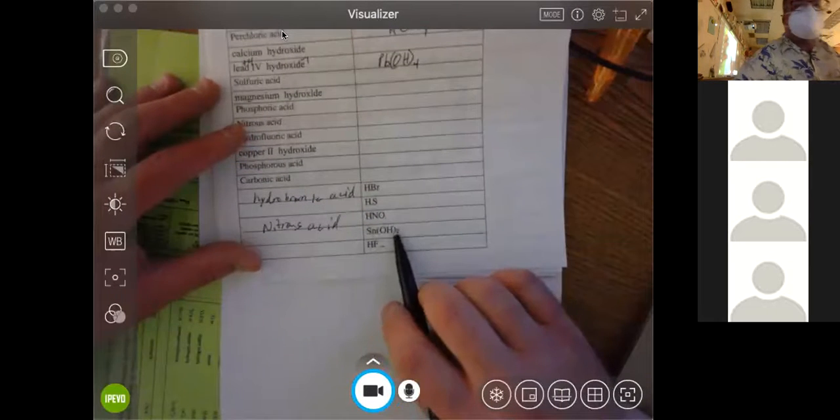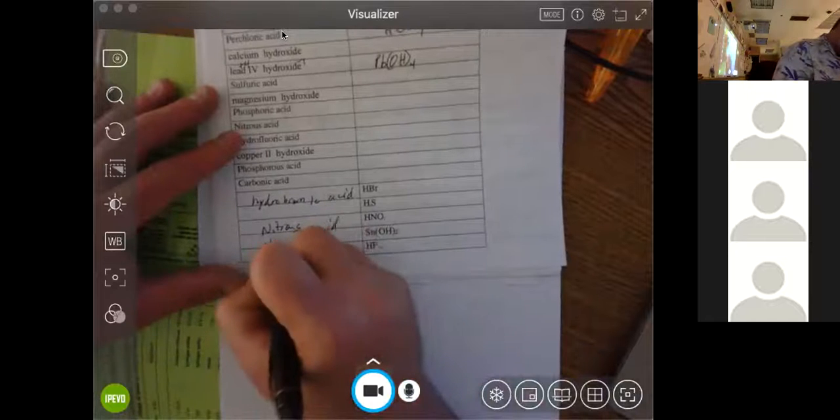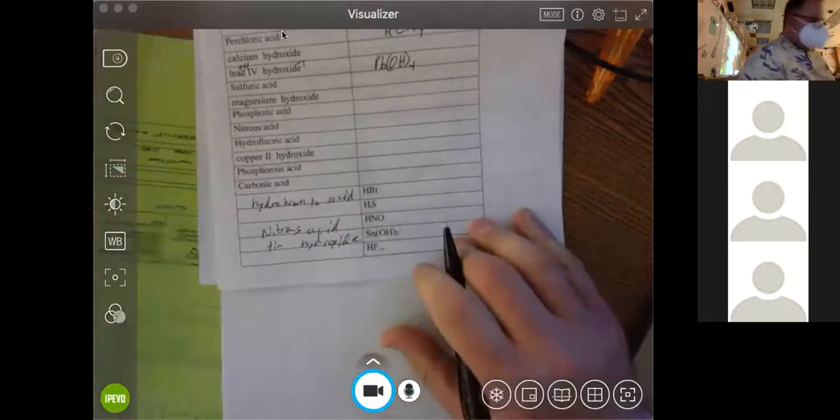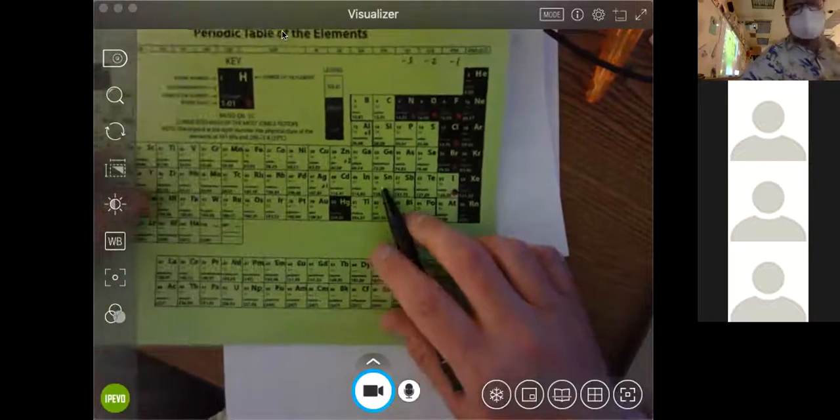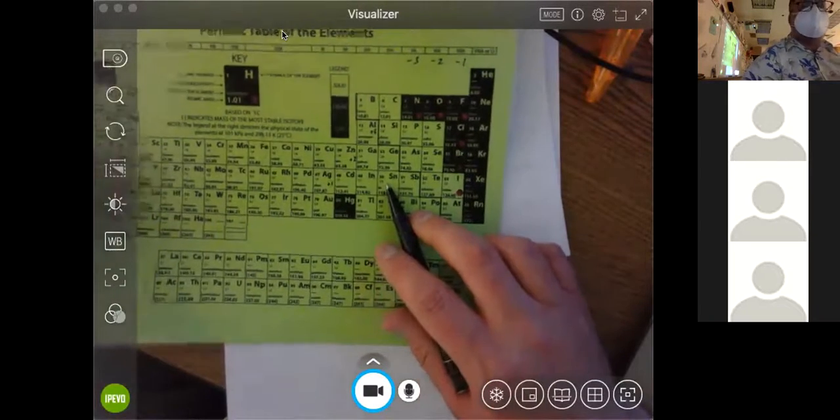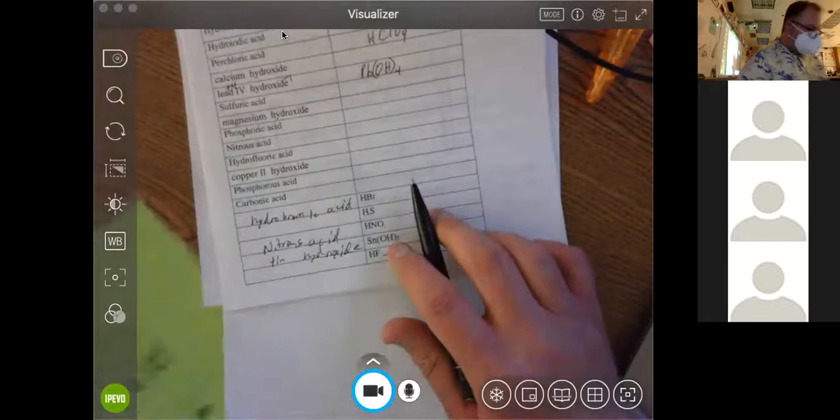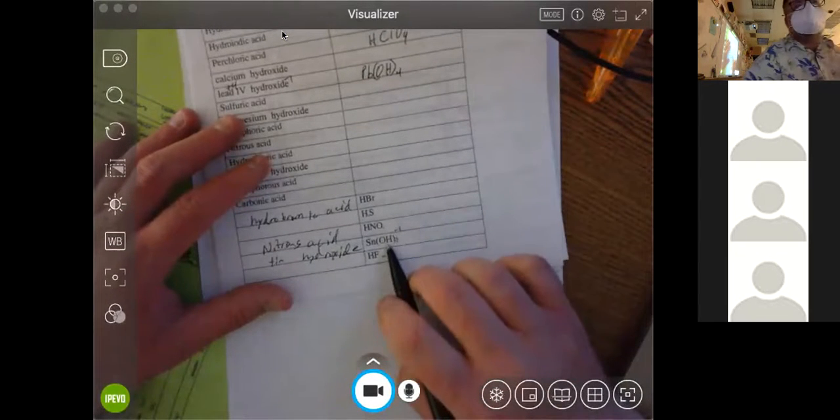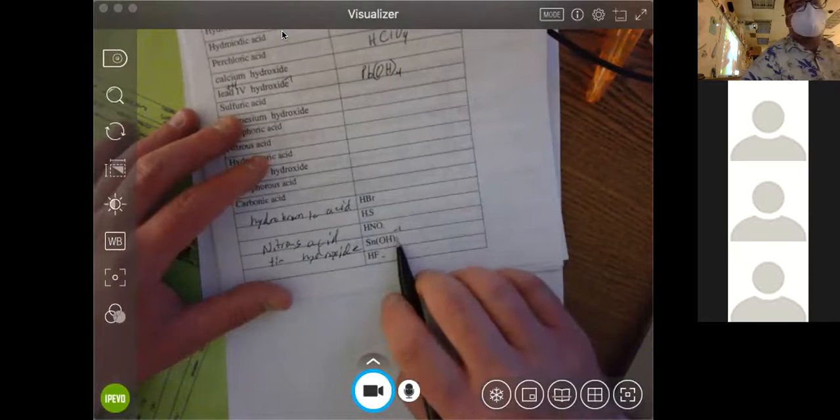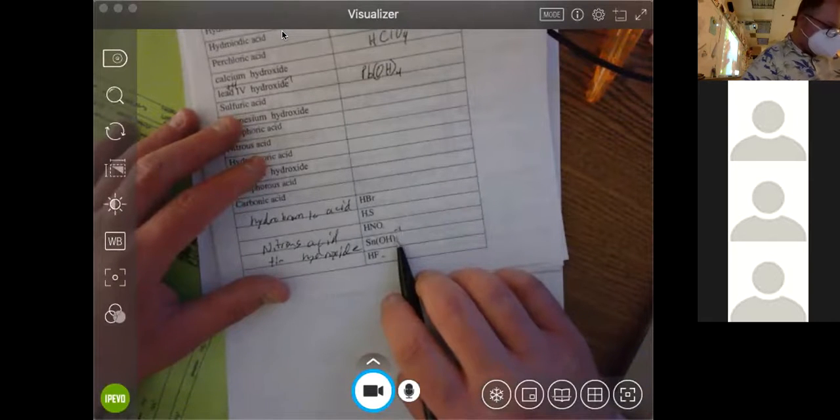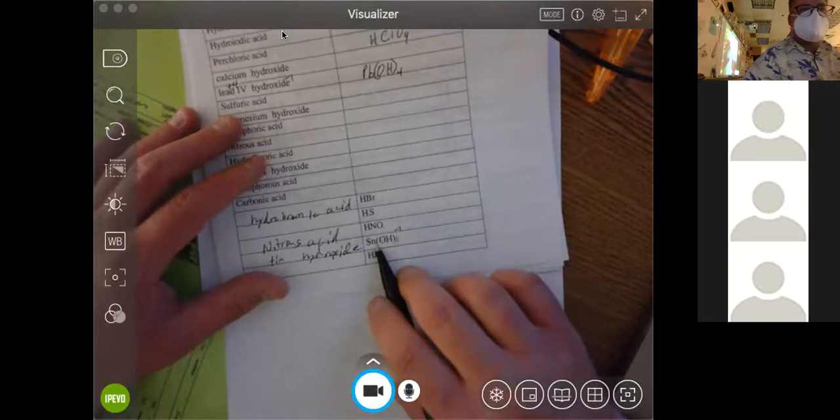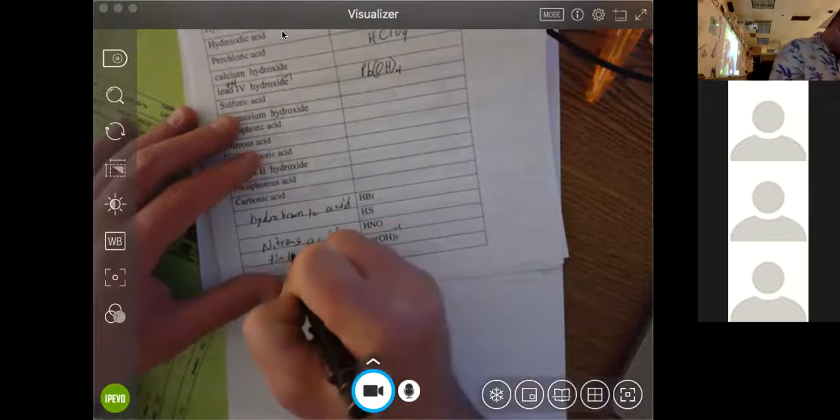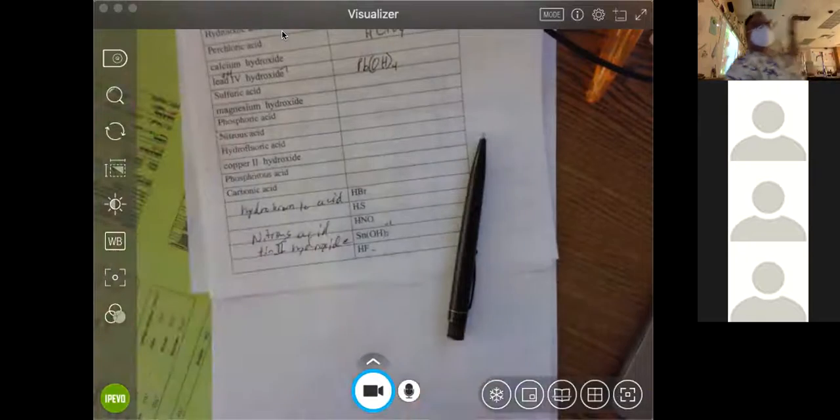Here we have Sn(OH), so that is tin hydroxide. Tin is not in group 1A, 2A, silver, zinc, or aluminum, so it does require a Roman numeral. In order to find the Roman numeral for tin, we take the charge of hydroxide, which is -1. We multiply it by how many hydroxides there are, which is 2. Then we divide it by how many tins there are, which is 1. So 1 times 2 divided by 1 is 2, which is tin-2 hydroxide.